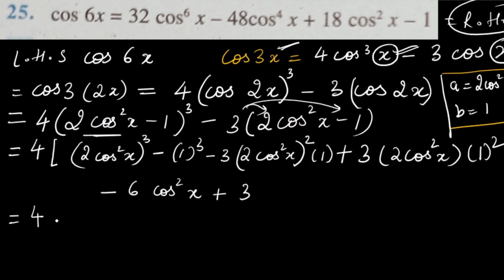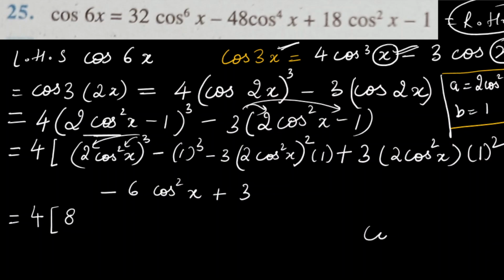Let's simplify it further. So 4 times this cube, which gets distributed to cos square as well as 2. So 2's cube, we know it's 8. Cube of 2 is 8. We know 2 into 2 into 2 is 8. 2 cube means we have to multiply 2 with itself 3 times.